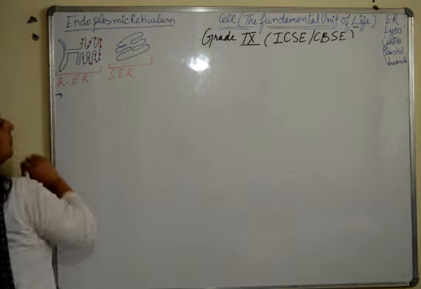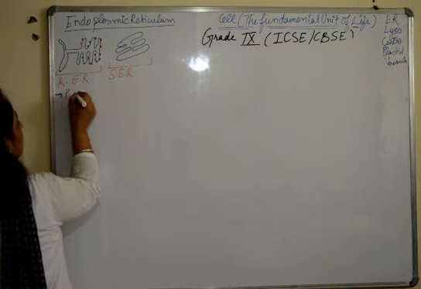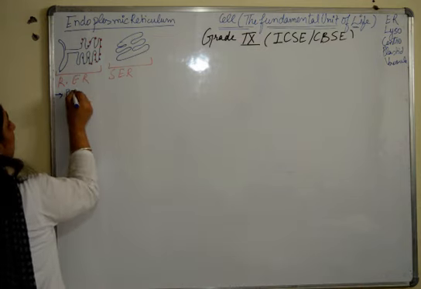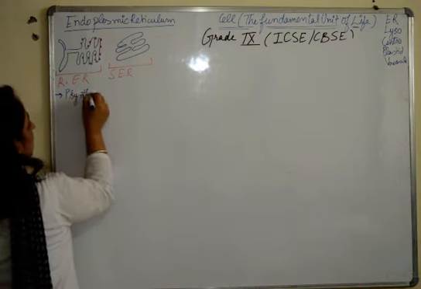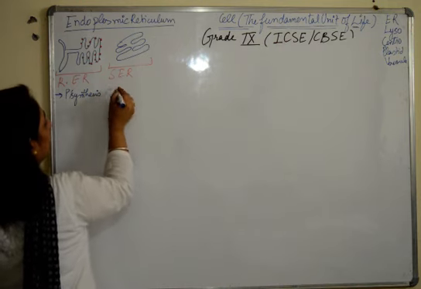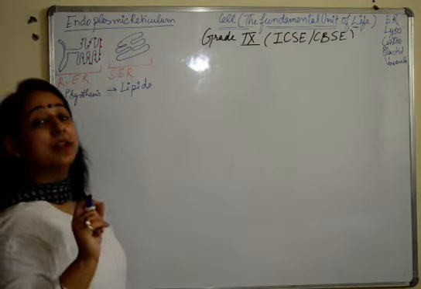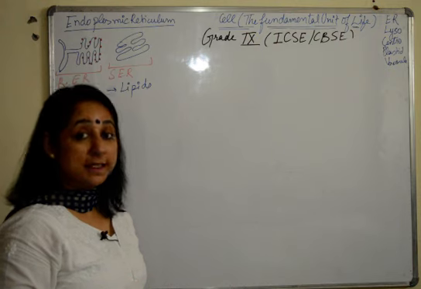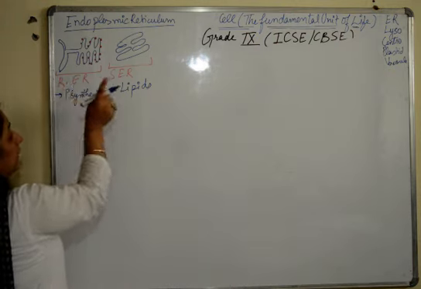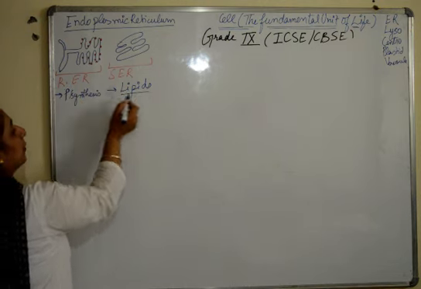Now rough endoplasmic reticulum, as it has ribosomes attached to it, its function is that it helps in protein synthesis, whereas smooth endoplasmic reticulum helps in formation of lipids, or fats. So the function is different now. The ones which are rough help in formation of proteins, the ones which are smooth help in formation of lipids.